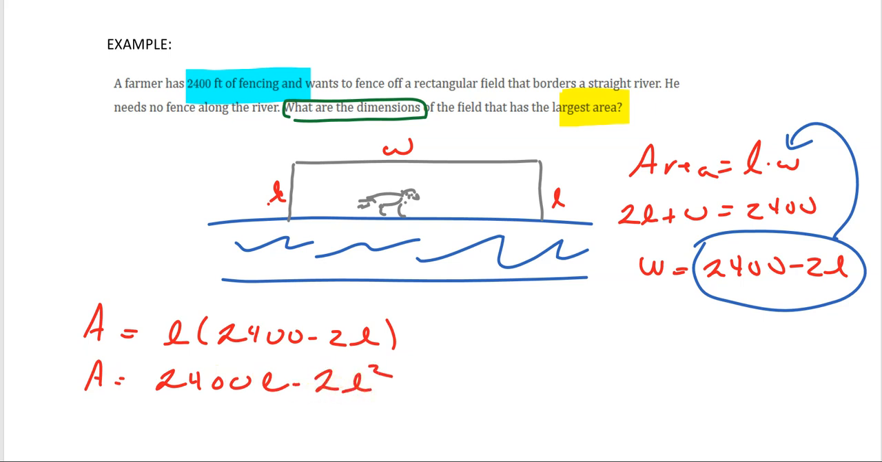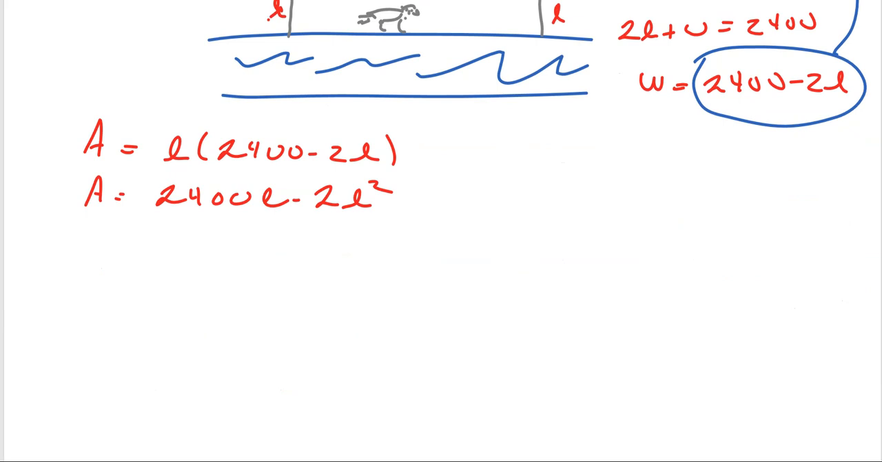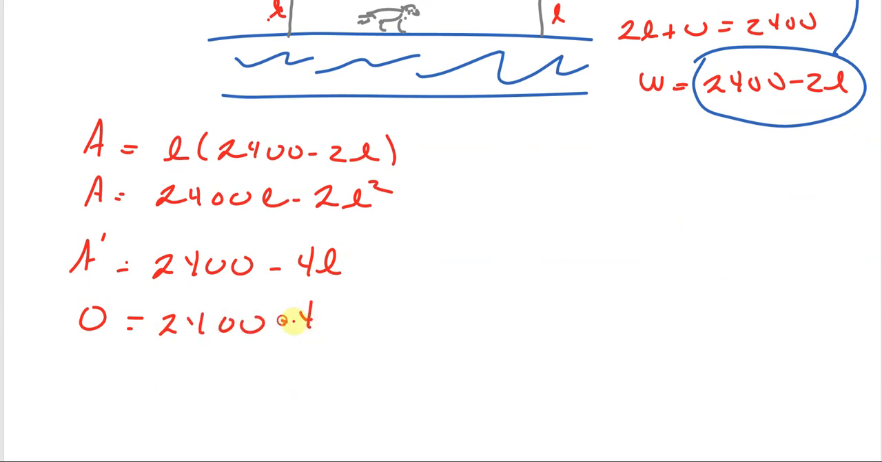So just simplifying that a little bit. Now I've got that equation that I'm trying to optimize down to one variable, so now I'm going to use the techniques that we'd used in prior stuff to do that. So look at the derivative. That's going to be 2400 minus 4L. I want to set that equal to 0. And then we can solve that.